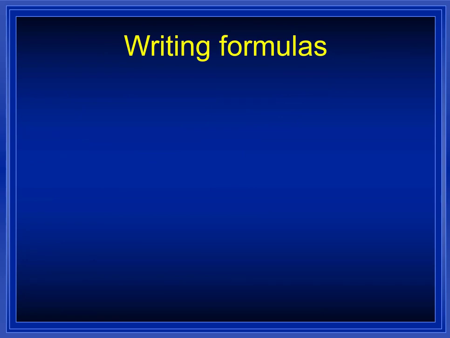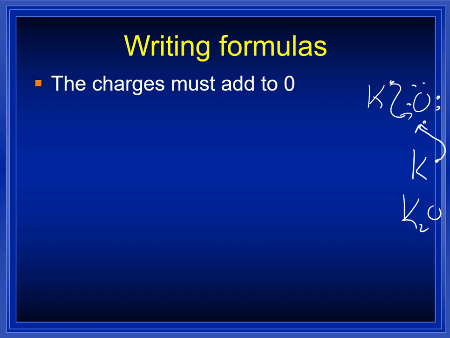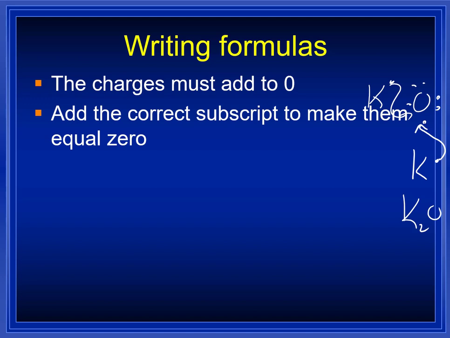Now to go the other way. Oh, actually, to put those ions together. When I want to write the formulas, we did a lot where you took the dots and you made the move. So that I can see that it would take 2 Ks for each O. There's a shorter way. Okay. The whole key to it is the charges have to add up to 0. So all you have to do is add the correct subscript to make them equal 0.